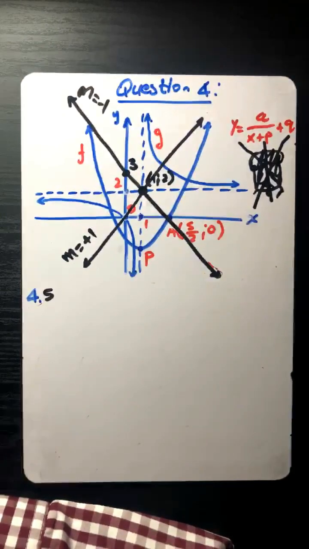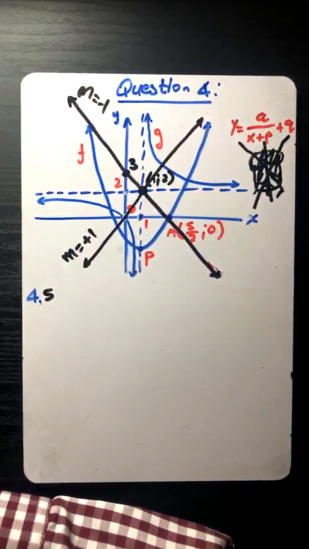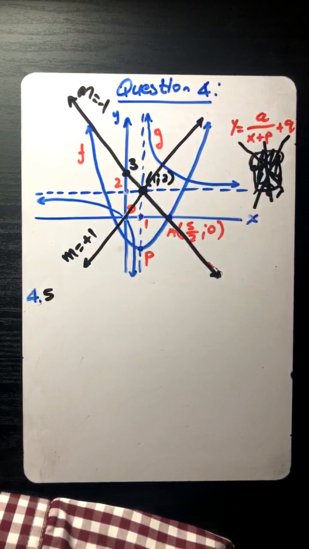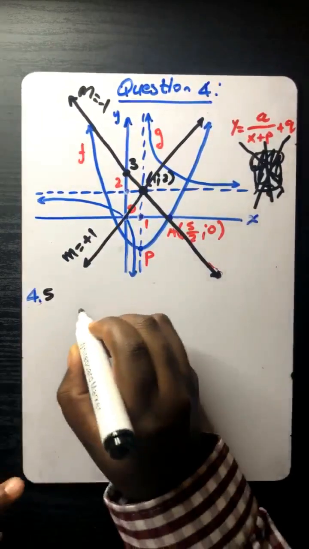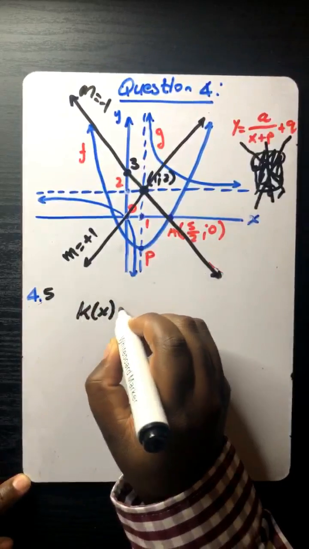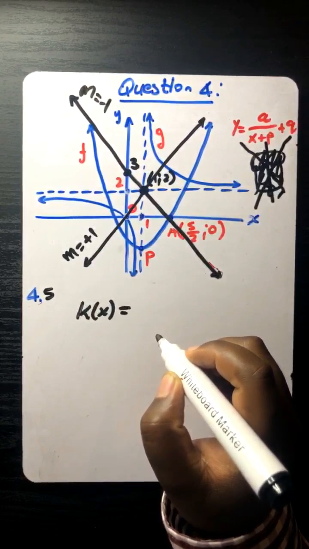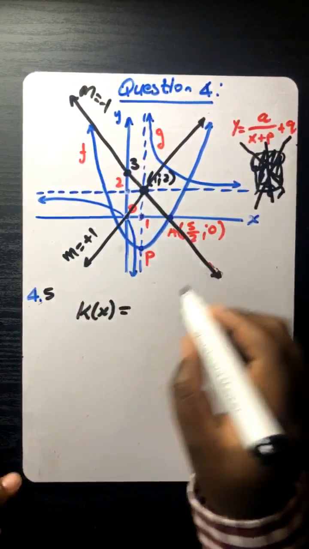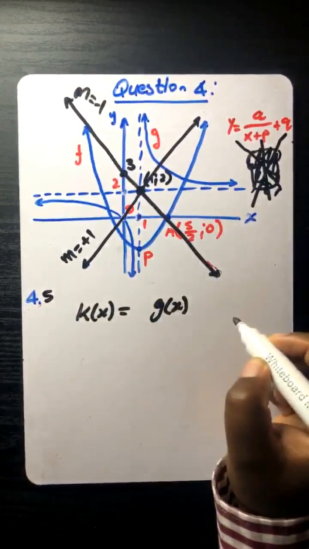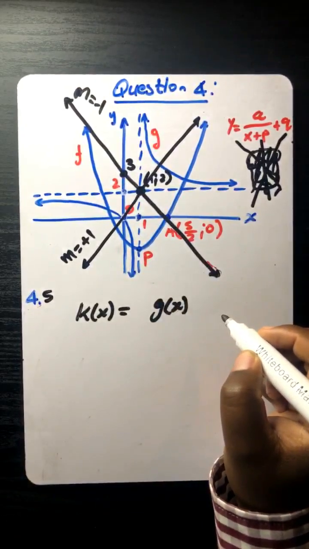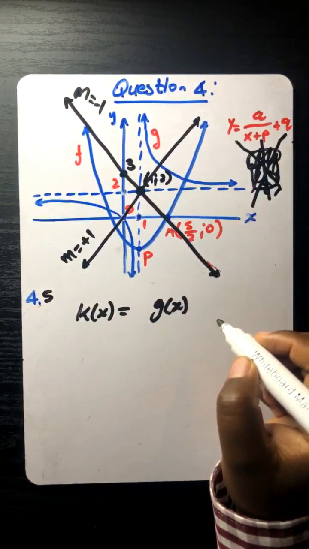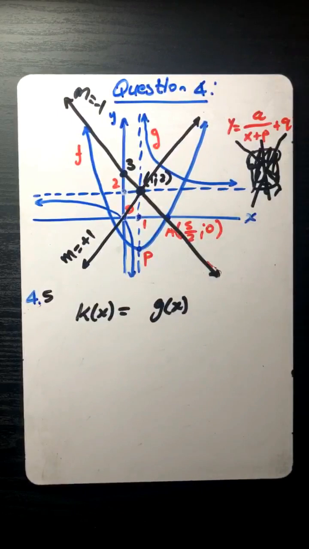4.5, write down the equation of K if K is the reflection of G about the X axis. Write down the equation of K if K is the reflection of G. They are now talking about G, about the X axis. Okay, this is what I'm going to tell you guys.